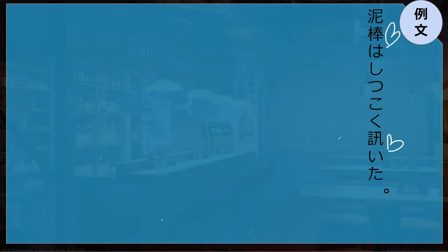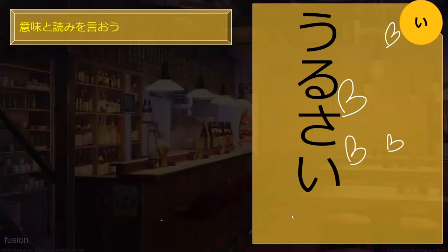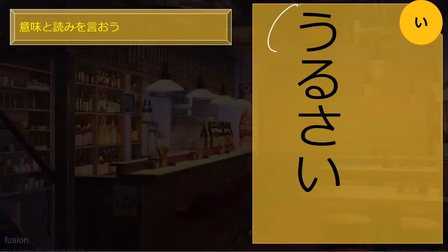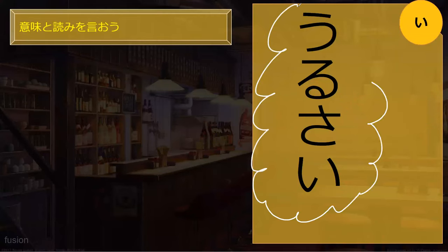Dorobo wa shitsukoku kiita. What was shitsukoku again? Persistent. Persistently. Kiita. The thief asked persistently. Perfect. Persistently asked. Exactly.